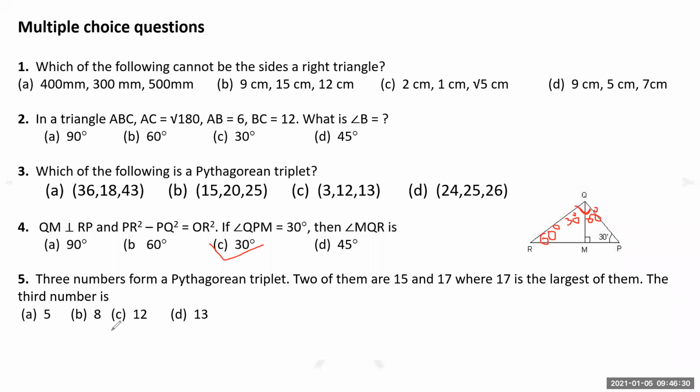What is the reason for that, beta? As 17 is the largest number, therefore 17 square is equal to 15 square plus the third number square. Therefore 17 square is 289, and we have to minus 15 square, that is 225. We got 64, and 64 is 8 square. Very good, beta. So the correct option is B. Is this clear to all the students? This kind of questions you're going to get in your examinations.